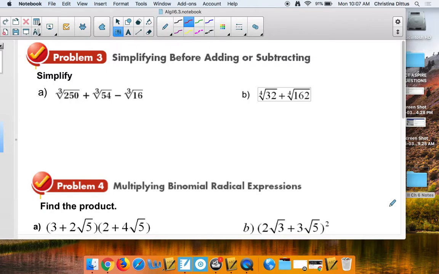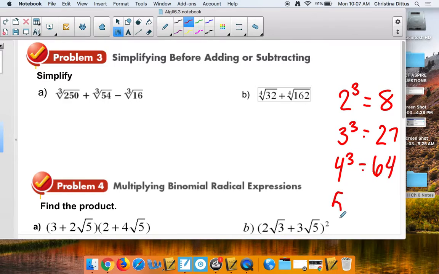Who has a list of cubes? How much is 2 cubed? 8. How about 3 cubed? 27. How about 4 cubed? 64. And 5 cubed? 125. Okay, so we're going to try to find numbers that go along with these, and hopefully they're multiplied by the same number so that we can simplify this expression, okay? Remind me why I wanted the cubes? Yeah, because my index is 3.